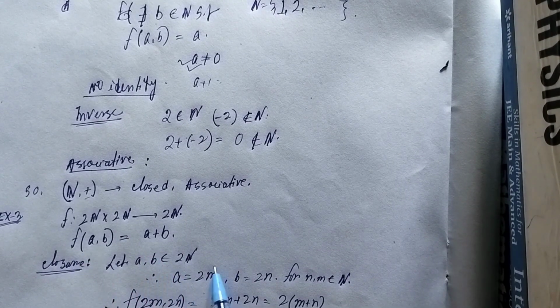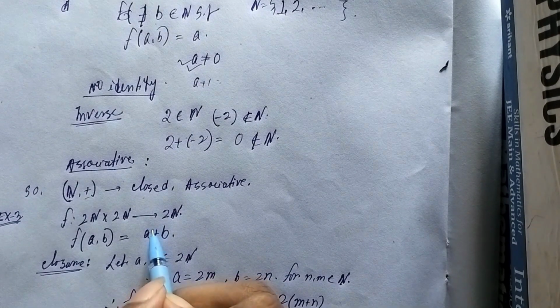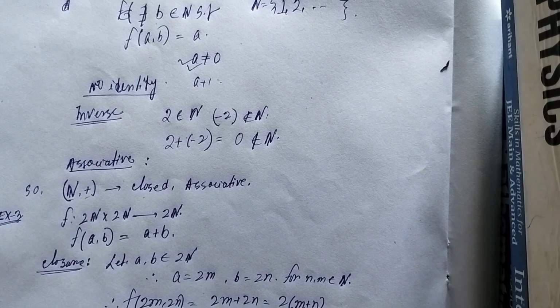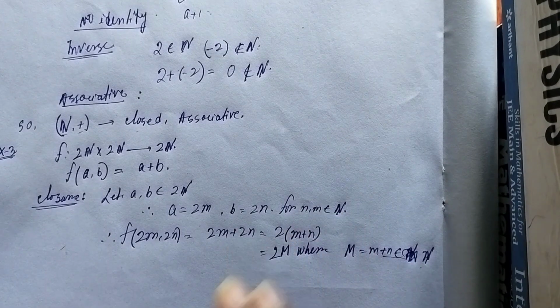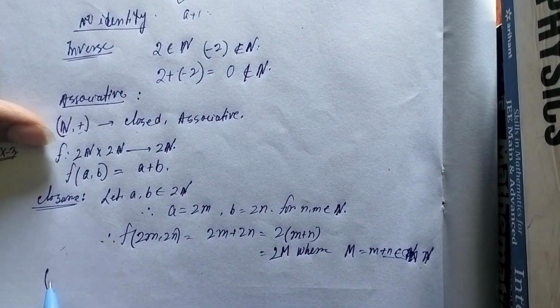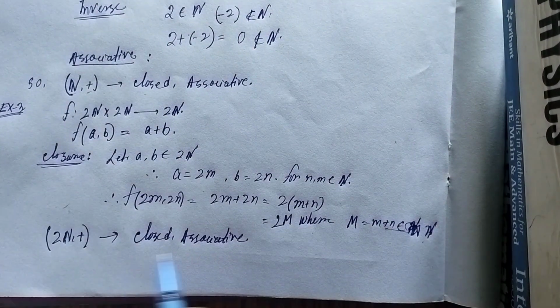If a, b belong to 2n, as these are even numbers, we can write a equal to 2m, b equal to 2n for some m, n belonging to the natural numbers. Therefore f of 2m plus 2n equals 2 into m plus n, taking 2 common. This is 2M, where big M equals small m plus n, which belongs to the natural numbers. I think you got it. This is also an example which is closed and associative under addition, but has no identity and no inverse.